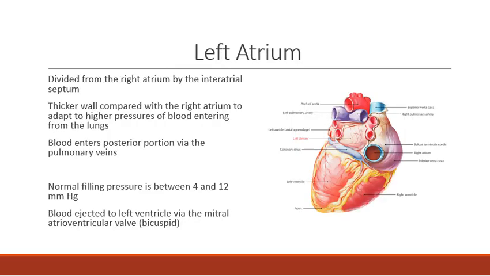Left atrium, it's divided from the right by the interatrial septum. It has a thicker wall compared with the right atrium to adapt to higher pressures of blood entering from the lungs. Blood enters the posterior portion via the pulmonary veins. Normal filling pressure is between 4 and 12 millimeters of mercury. Blood is ejected to the left ventricle via the mitral atrioventricular valve, also known as the bicuspid valve.